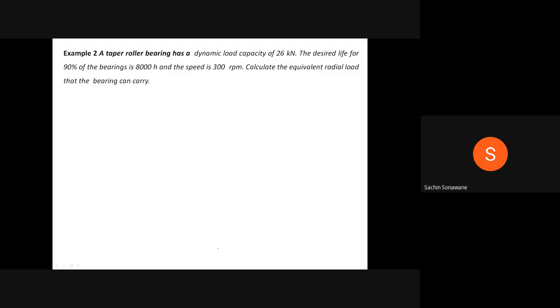Now, next problem. Write down the problem. Example 2. A taper roller bearing has a dynamic load capacity of 26 kilonewton. The desired life for 90% of the bearings is 8000 hours and the speed is 3000 rpm. Calculate the equivalent radial load that the bearing can carry.